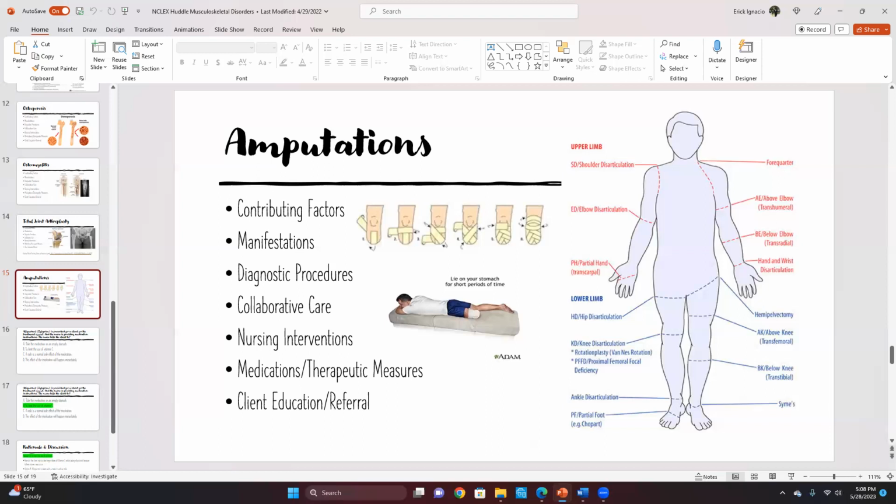The other part of this with your patient that has an amputation, you want to monitor their emotional, their psychosocial, their mental health status, because they're going to be going through a lot of changes in their body image.